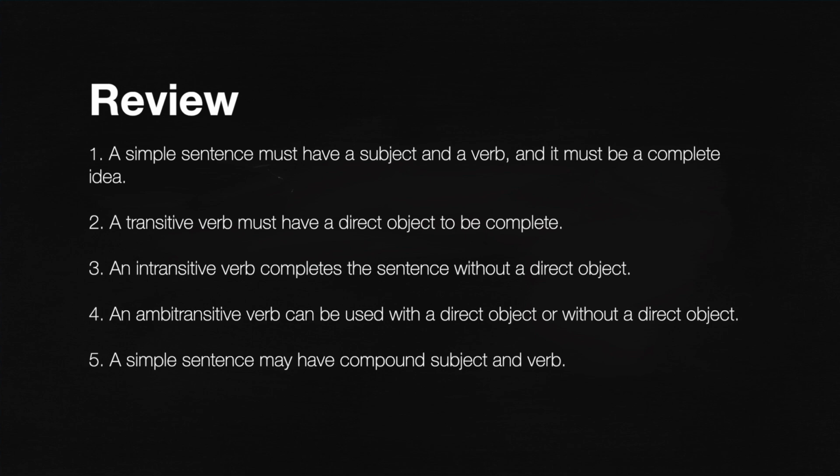Well, let's go ahead and take a few moments and review what we have covered today. First, a simple sentence must have a subject and a verb, and it must be a complete idea. Second, an intransitive verb must have a direct object to be complete. Third, an intransitive verb completes the sentence without a direct object. Fourth, an ambitransitive verb can be used with a direct object or without a direct object. Fifth, a simple sentence may have a compound subject and a compound verb.